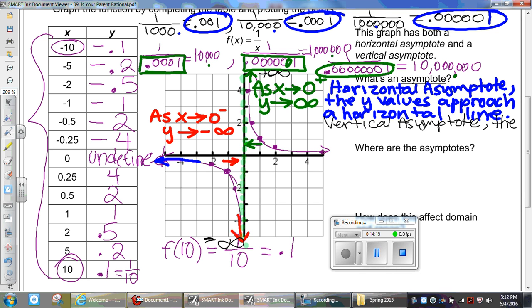The y values increase and decrease without bound on both sides. It could also be one side only, but for this one, it's on both sides.